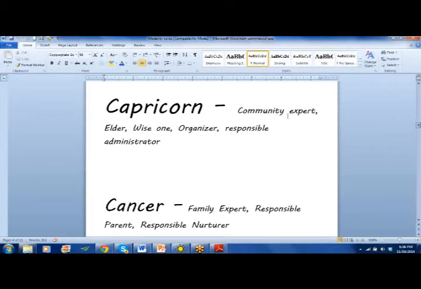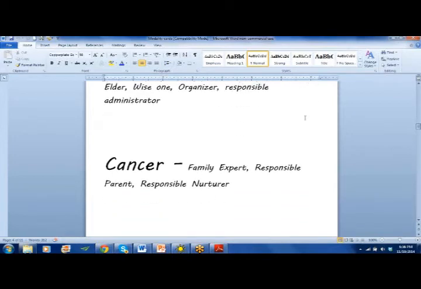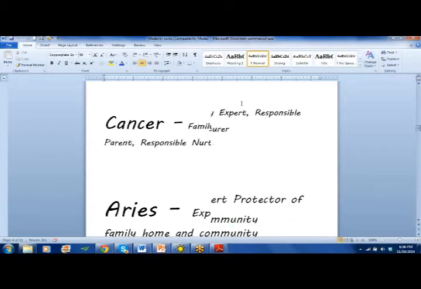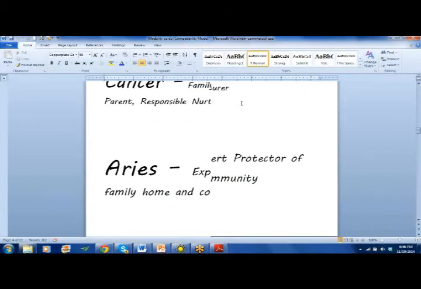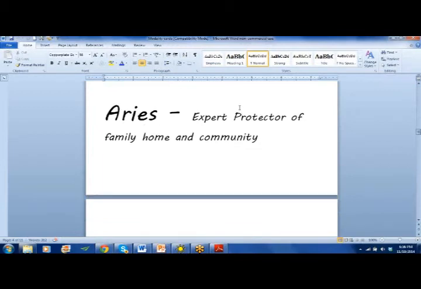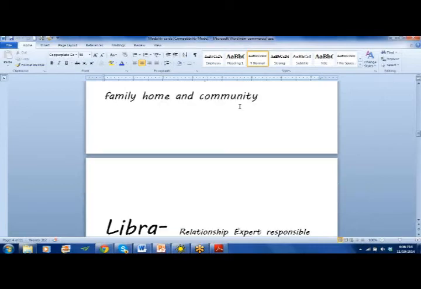So that's why we call them the community expert. Whereas Cancer is the family expert, and they're going to take responsibility for whether it's children or projects or something that they can feel like they can nourish and nurture and take care of until it reaches maturity. So they're the family experts. Aries are the expert protectors of the family and the community. So they will fight for, defend, and protect those who are raising the children and helping to run the community.